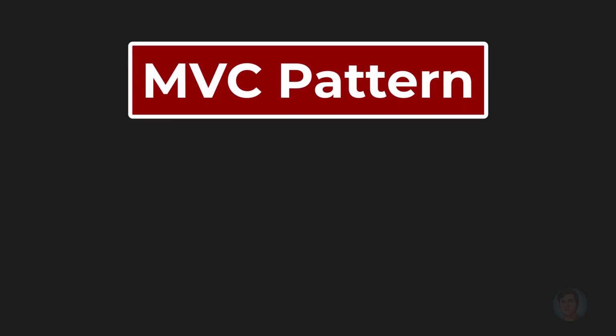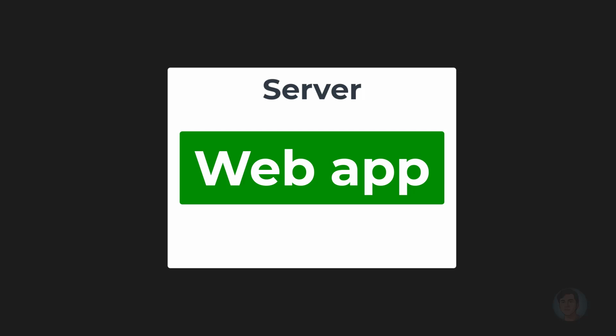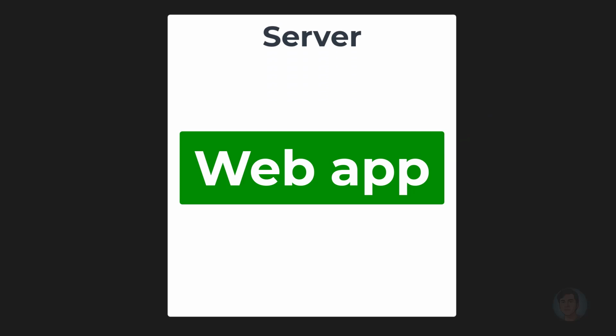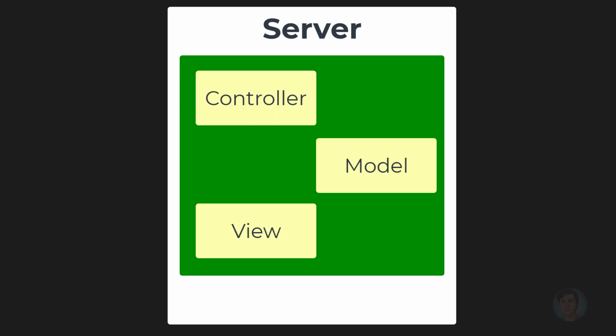The MVC pattern is used to structure or architect the presentation layer of an application. To understand this, let's say we have a web application for a book catalog that's hosted on a server computer somewhere. And further assume that this application is built using an MVC framework like ASP.NET Core MVC or Ruby on Rails or Spring MVC. So the application follows the MVC architectural pattern. Our web app is divided into three sets of components: models, views, and controllers.